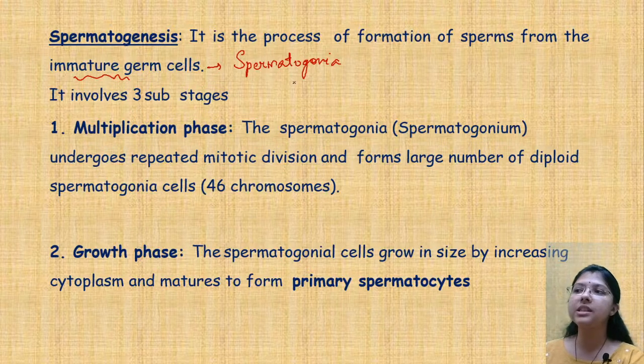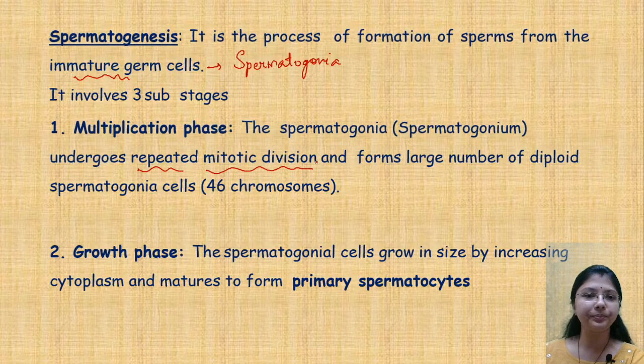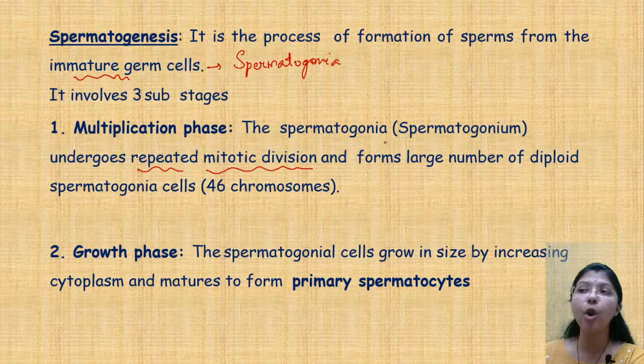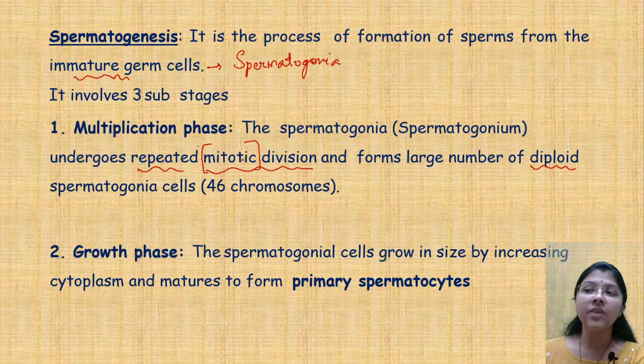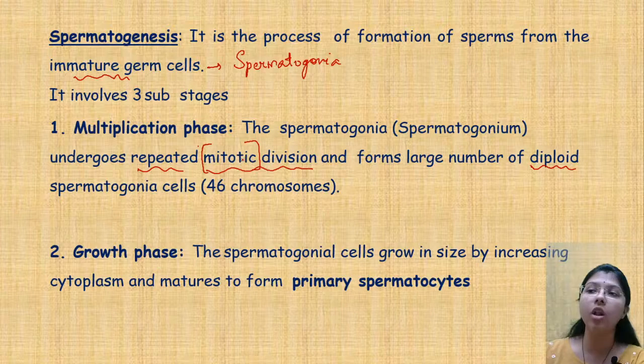These spermatogonia cells, which are formed from the primordial germ cells, again undergo repeated mitotic division. And when that happens, they are going to form many and many cells. More and more number of diploid cells will be formed. Why are the diploid cells formed? Because the type of division that is taking place is mitotic division. That means equational division is taking place. And this equational division is going to give rise to cells which are always diploid.